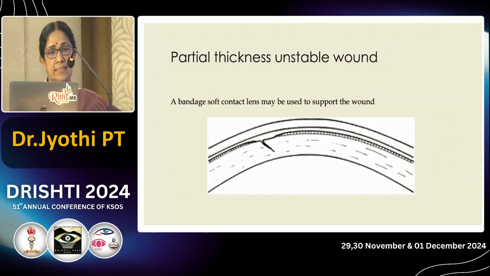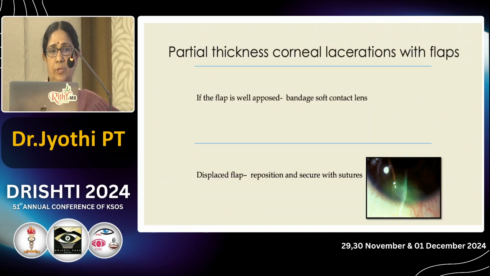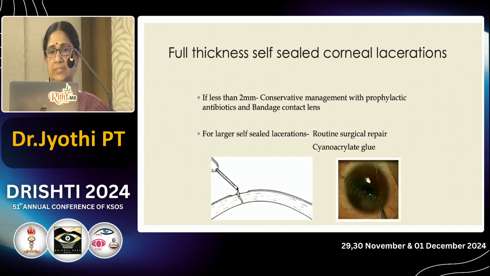Partial thickness unstable wound, you can use a bandage soft contact lens to support the wound. Partial thickness corneal lacerations can be there with flaps. If the flap is very well apposed, you can use a bandage soft contact lens. If it is a displaced flap, reposition and secure with sutures.